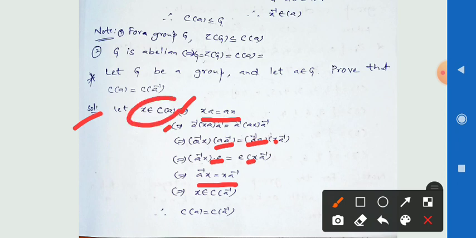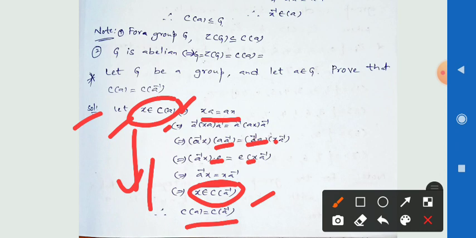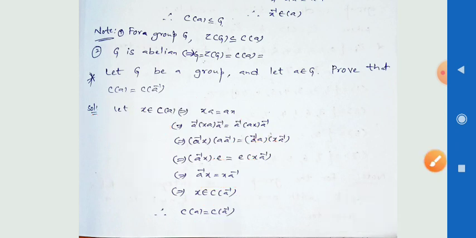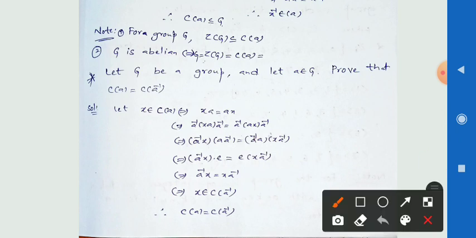Here I have taken x belongs to C of A, that same x value belongs to C of A inverse. Similarly if we take x belongs to C of A inverse, then we can show that x belongs to C of A. By this we can conclude that C of A is equal to C of A inverse. With the if and only if condition, we go upward and downward, and we conclude that C of A is equal to C of A inverse, meaning the centralizer of A elements are equal to the centralizer of A inverse elements.